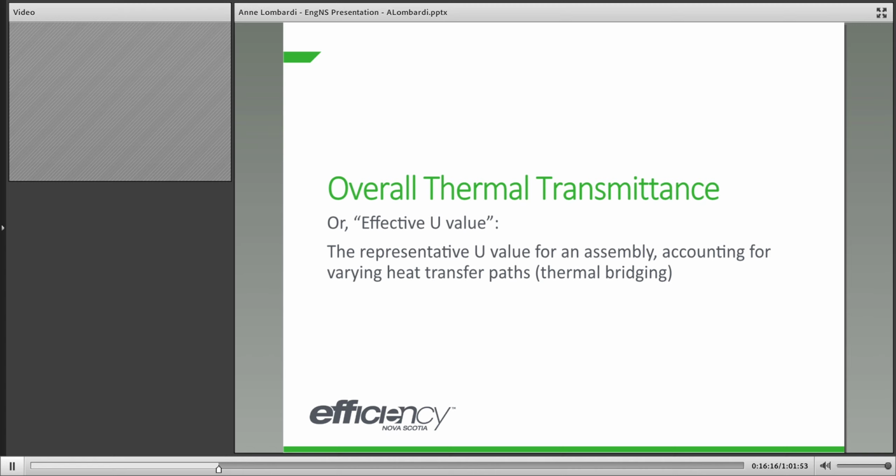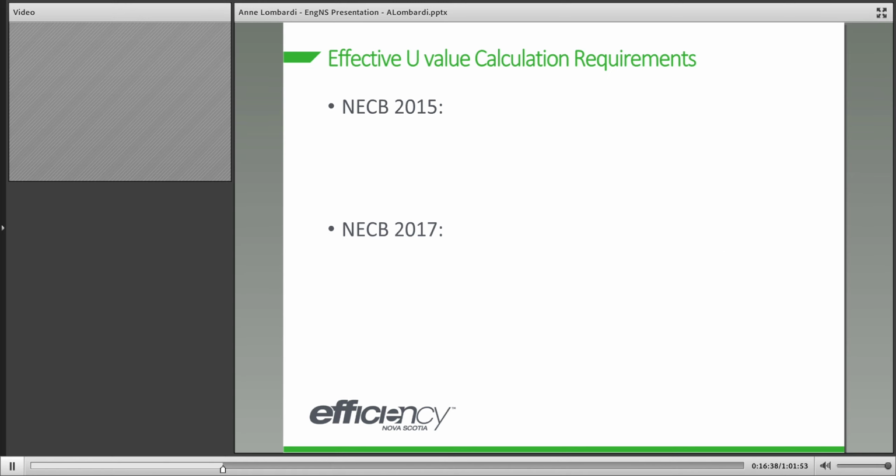And that's what the NECB calls the overall thermal transmittance, which I call effective U value, which is the representative U value for an assembly accounting for the varying heat transfer paths, which is commonly referred to as thermal bridging. So when we account for thermal bridging, what's the effective U value, and does that value meet the NECB requirements? And like I say, I think this is fairly important, so I'm going to go over how this works and also how this looks in NECB 2015 versus NECB 2017.